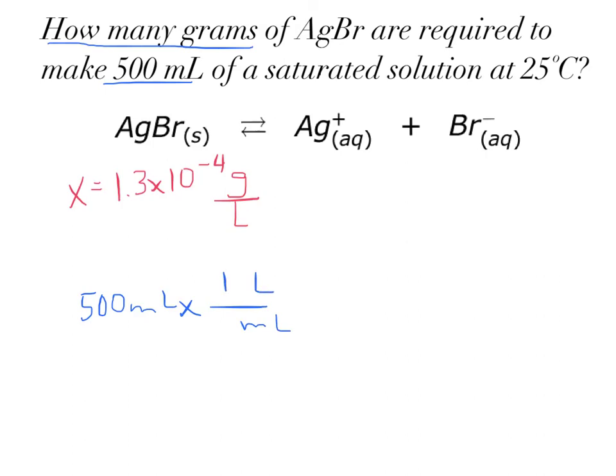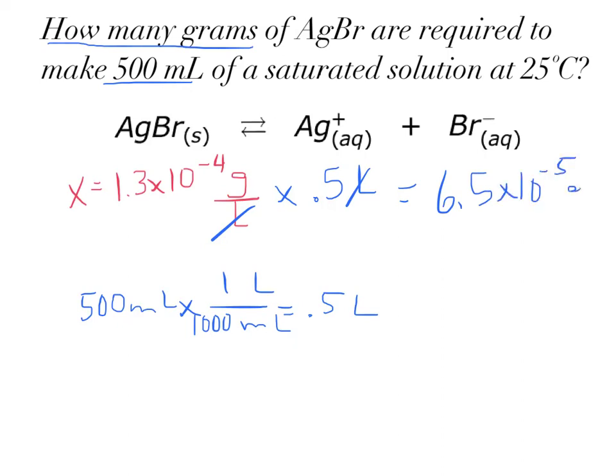that is 1 liter for every 1,000 milliliters, so that's 0.5 liters. So all we have to do is take this number, multiply times 0.5 liters, so that the liters cancel out. Essentially, it's the same thing as 1.3 times 10 to the negative 4 divided by 2, and you get 6.5 times 10 to the negative 5 grams will dissolve in half of a liter. Excellent. Now we only have one problem left.